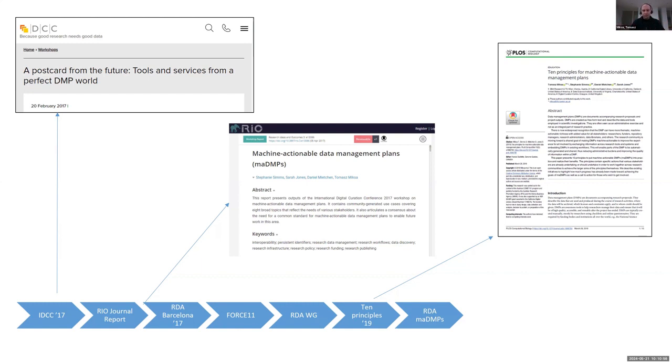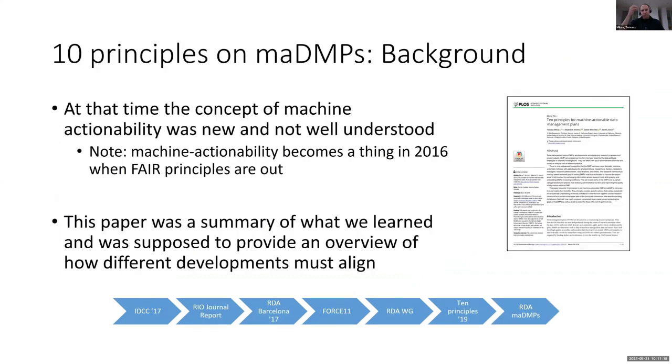And all these observations were put into the 10 principles paper. So, 10 principles for machine actionable data management plans, which was published in 2019. And then in December 2019, we also published the specification on maDMPs. But back to the paper, because I think the paper is more relevant for the discussion of what happened within the last few years in the community.